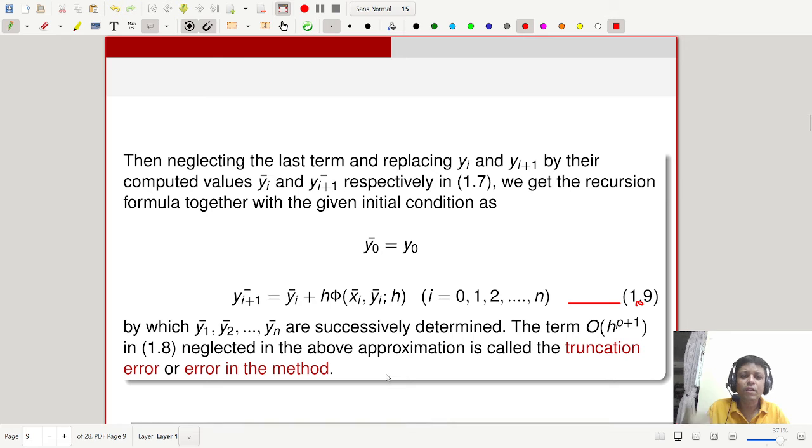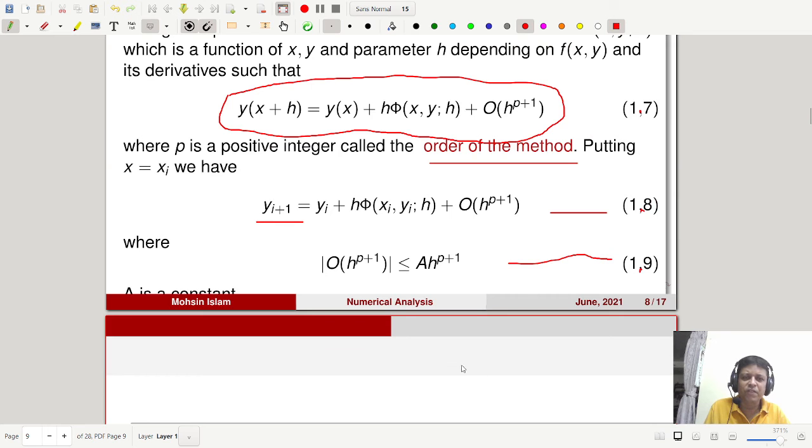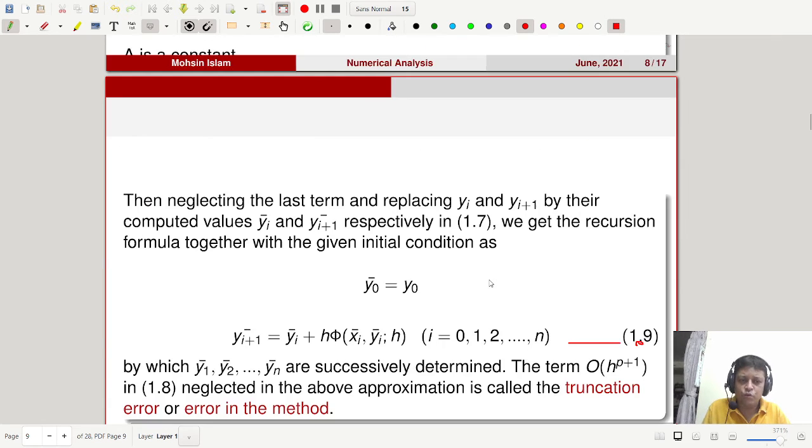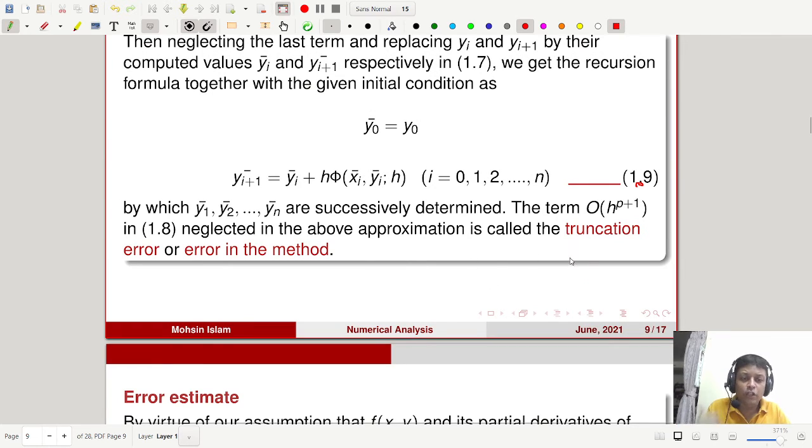The term you have neglected previously, the last term of order h to the power p+1, is called the truncation error, or the error in the method. In the above approximation, neglecting this term gives the truncation error.